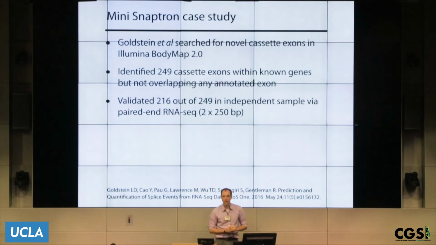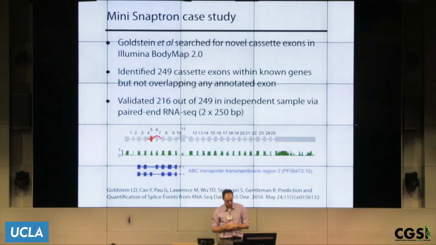They then went to try to validate this by doing more sequencing. They did more in-depth and longer read sequencing using a MiSeq instrument. They were able to validate a subset. And one example that they gave was from that gene I mentioned before, ABCD3, from transmembrane region 2. And they found a novel instance of a sort of mutually exclusive exon situation, two exons where you could switch and choose one or the other.